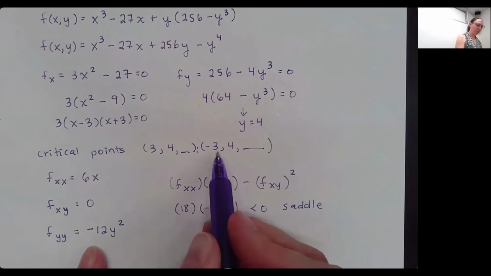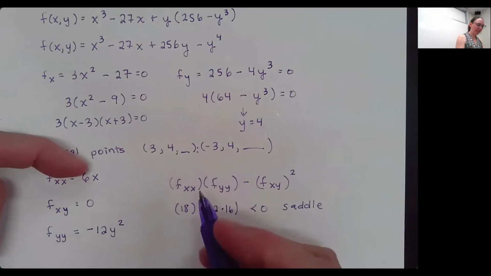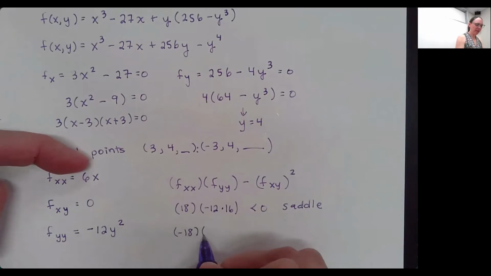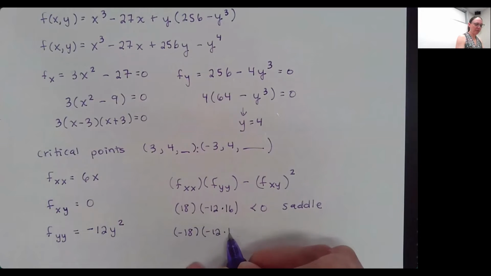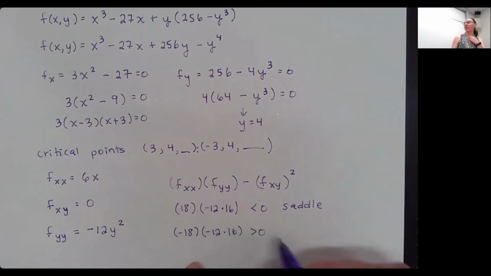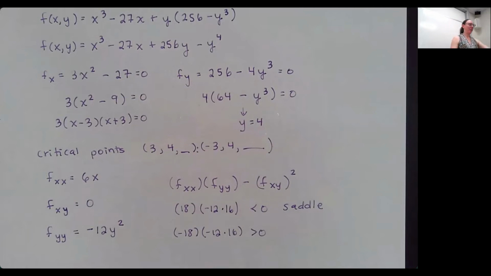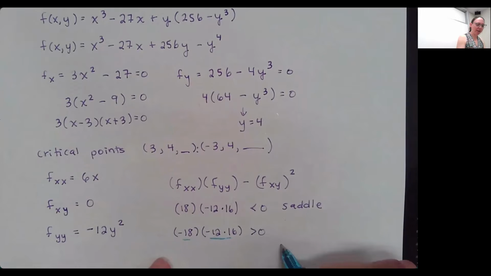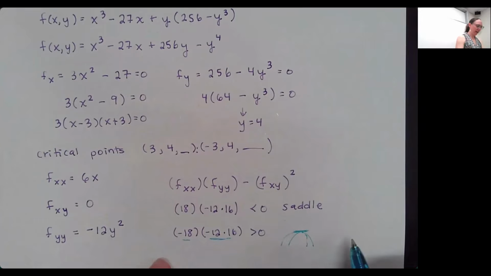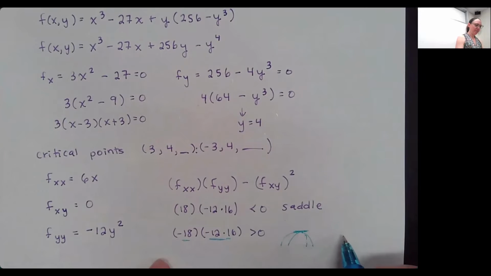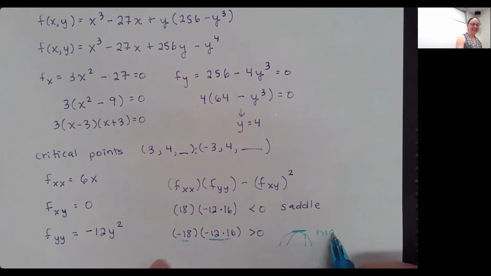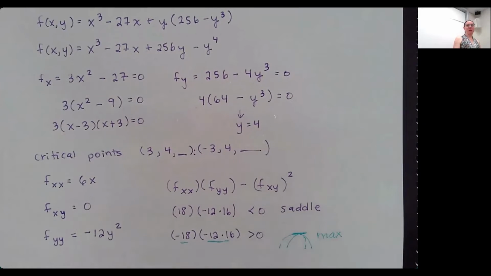And at my other point here, if I plug in -3, I've got -18 and then times -12 times 16. That is greater than 0. And then I'm going back and looking at the concavity in both the x and y direction. And because they're both negative, I know I'm concave down in both the x and y direction, and I must have been at a maximum. So it looks like I did mess up this problem. There is no minimum.